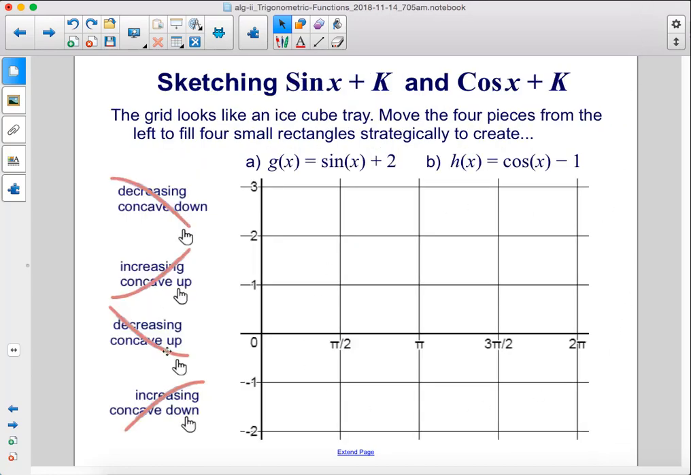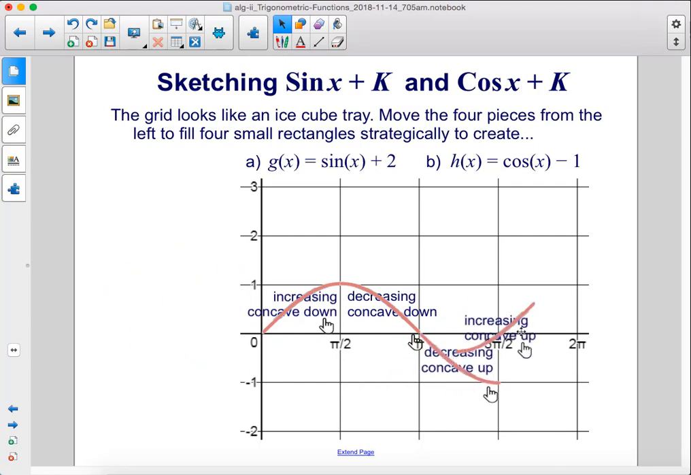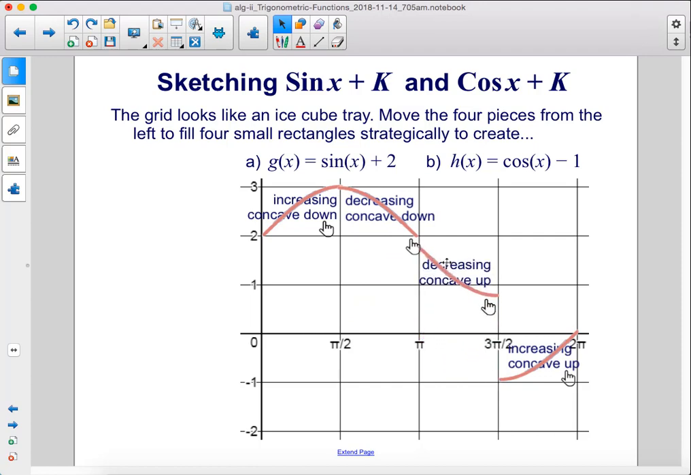The grid looks like an ice cube tray. Move the 4 pieces from the left to fill 4 small rectangles strategically to create these 2 functions. So first we're going to have sine x plus 2. What I'm going to do first is just draw out sine x, the parent function, the basic sine x graph. Then for sine x plus 2, we'll just take each piece and move it up 2. So this is sine x plus 2.